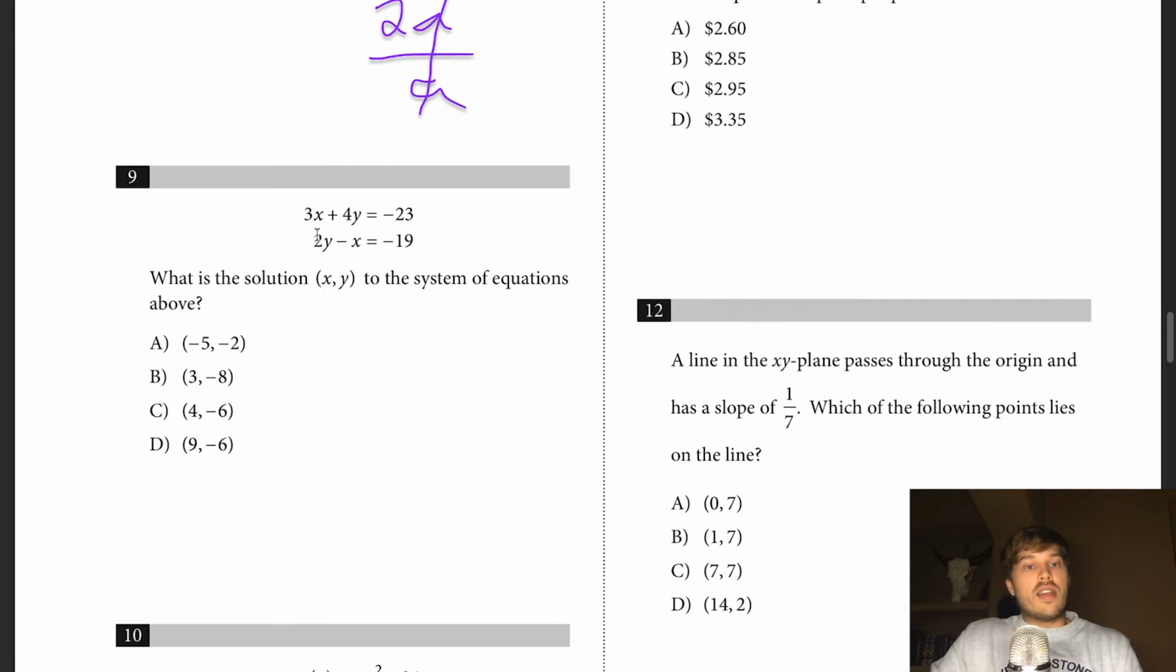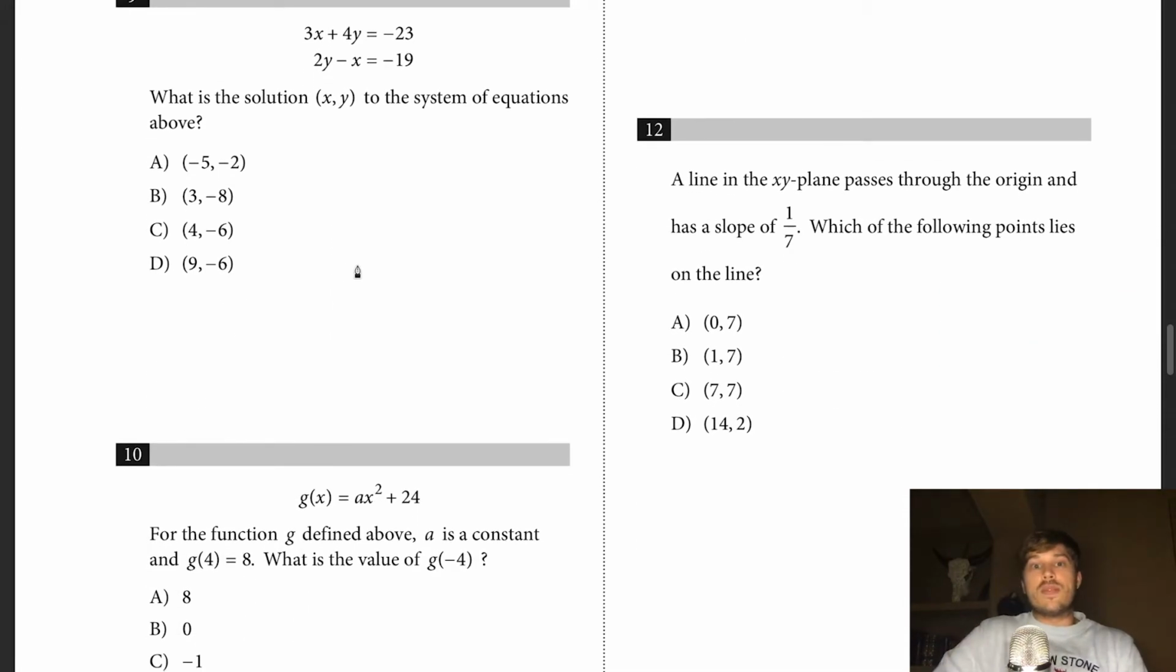Okay, what's number 9? So here we have a system of equations, and we need to solve for x and y. The simplest way to do this is to cancel out one of your terms and just see what you're left with. So let's cancel out our x's. Let's multiply the second equation through by 3 to give us 6y minus 3x equals negative 57.